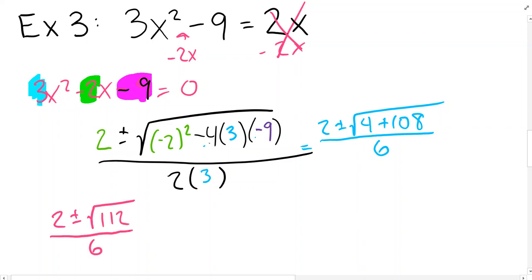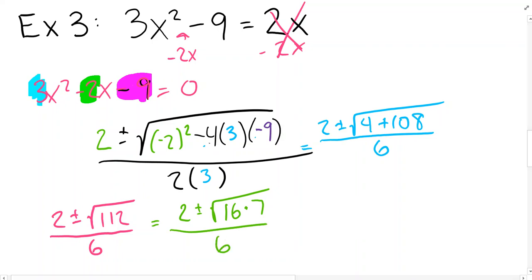Now, 112 is one of those ones that you might want to do a factor tree for, because it's not super obvious what the largest square is that I can pull out, but I happen to know that 112 is really 16 times 7. And I shouldn't do an x there because I don't want to confuse it. 16 times 7 all over 6.